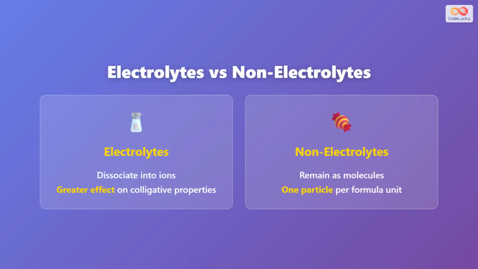When discussing colligative properties, we must distinguish between electrolytes and non-electrolytes. Non-electrolytes, like sugar or glucose, dissolve in water but remain as intact molecules. Each formula unit produces just 1 particle in solution. Electrolytes, on the other hand, are substances like salt that dissociate into ions when dissolved. For example, sodium chloride separates into sodium ions and chloride ions. Because electrolytes produce multiple particles per formula unit, they have a greater effect on colligative properties compared to non-electrolytes at the same molality.